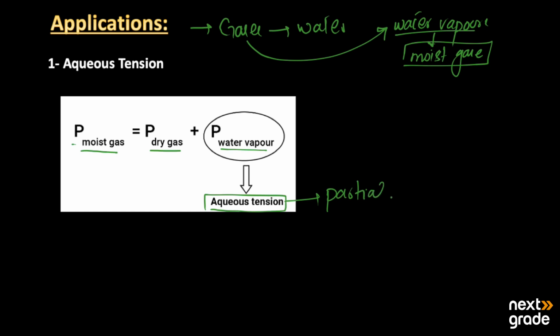or simply the partial pressure exerted by the water vapors. It is known as the simple aqueous tension. And we can also calculate the aqueous tension by subtracting the pressure exerted by the dry gas from the total pressure of the moist gas. So the total is the simple sum of these two pressures.